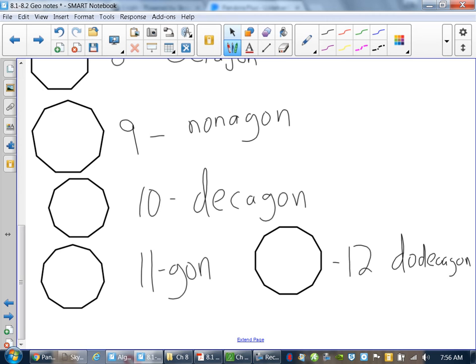So how many sides does it take to make it into a circle? If it has sides, it's not a circle.